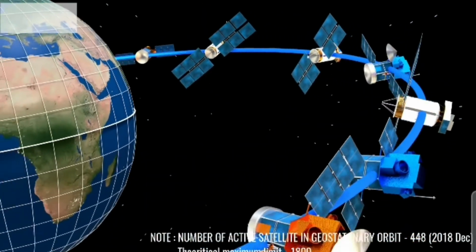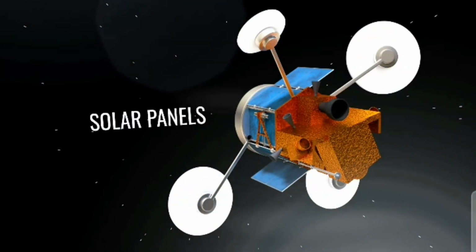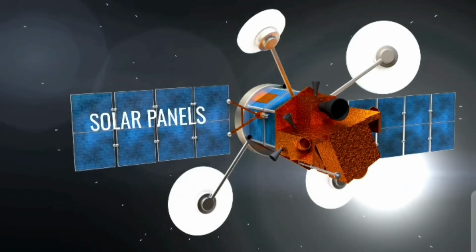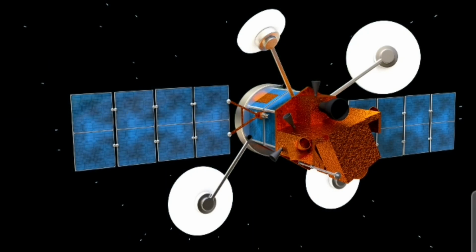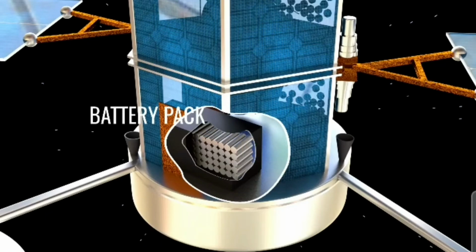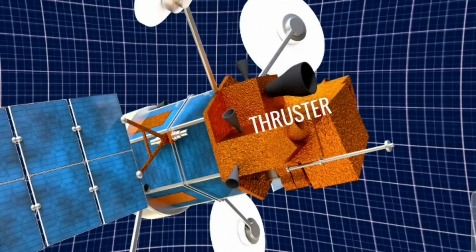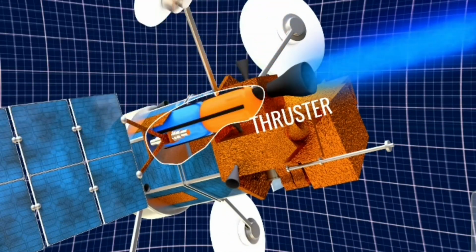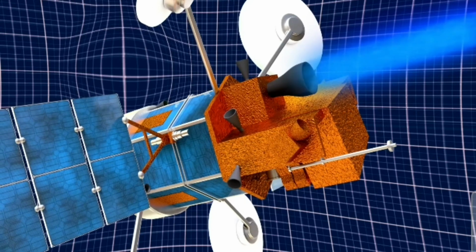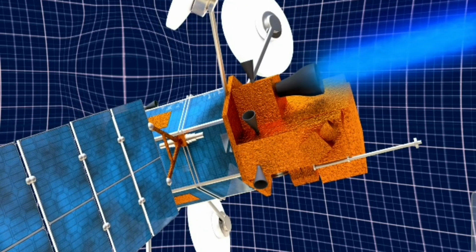Now, let's find out a few things about the satellite itself. The energy required for a satellite mostly comes from its solar panels. However, if the satellite is not facing the sun, a battery pack helps to continue its operations. It is interesting to note that satellites have small engines called thrusters. The gravitational field experienced by a satellite is not uniform due to irregularities on the Earth's surface and the presence of the Moon and the Sun.